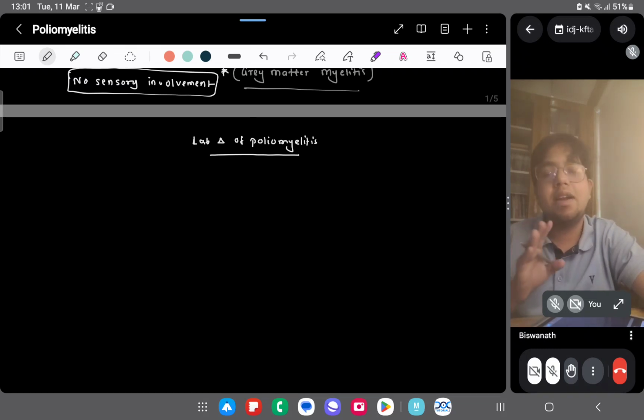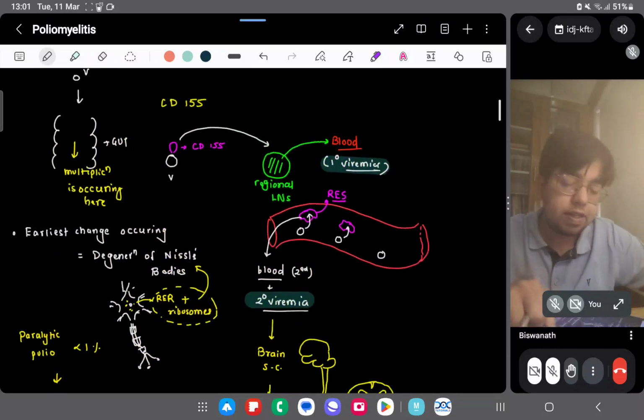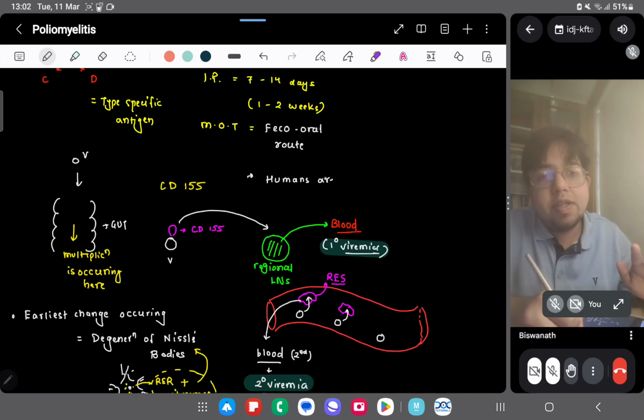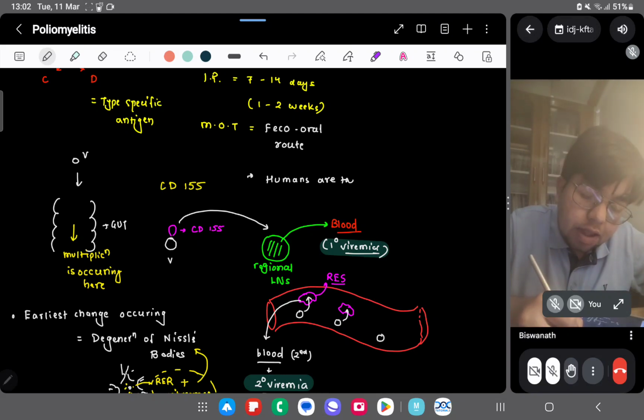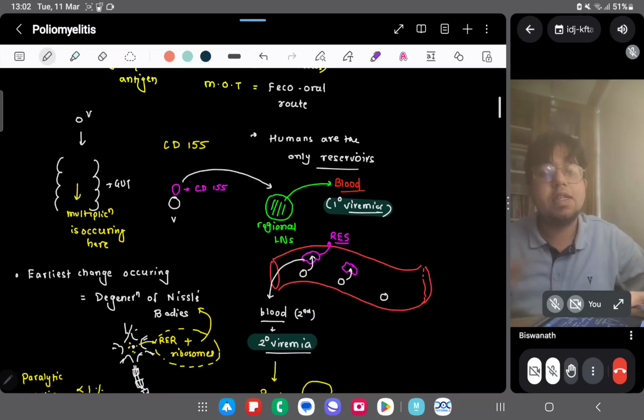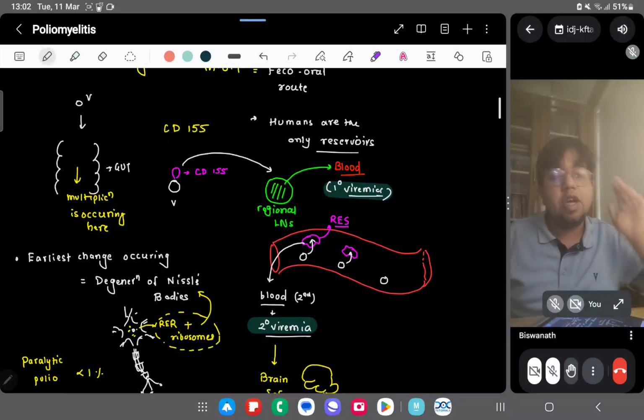Remember in poliovirus, one important thing: humans are the only reservoir. There is no animal reservoir of this poliovirus. Humans are the only reservoir, right? It's not that animals are the reservoir. Humans are the only reservoir.